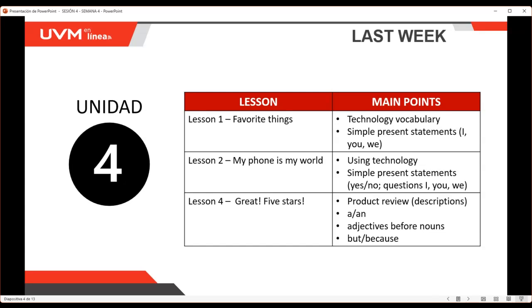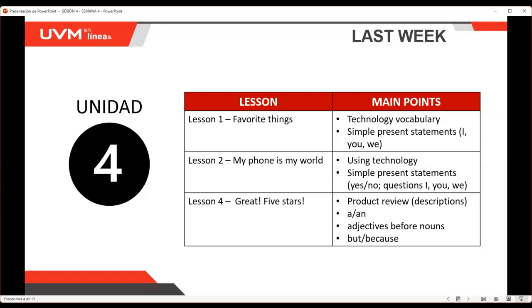The main points for the first 3 lessons. Well, in Favorite Things, you learn technology vocabulary. You learn how to use simple present in affirmative statements with 3 pronouns: I, you, and we. For the second lesson, My Phone is My World, you learn vocabulary to talk about using technology. And then you also review simple present statements, but in this case, you saw yes, no answers for the simple present, and how to create a question with the simple present.